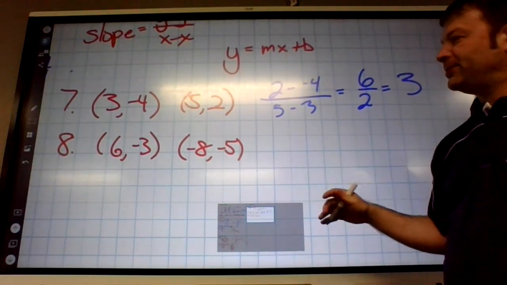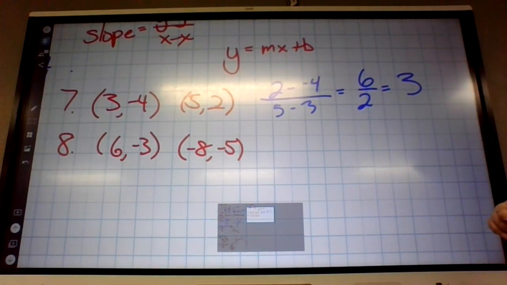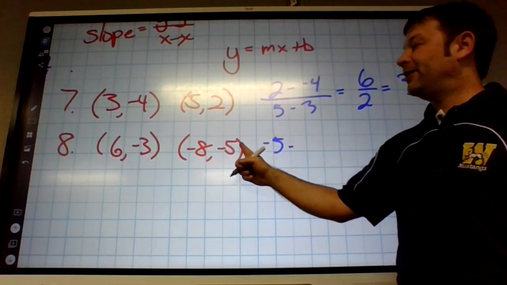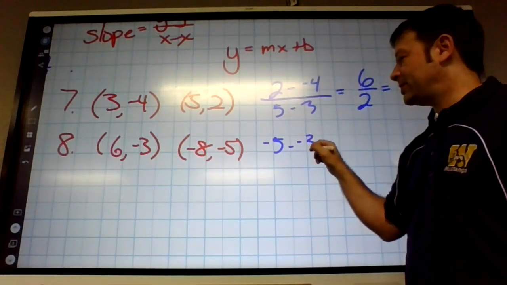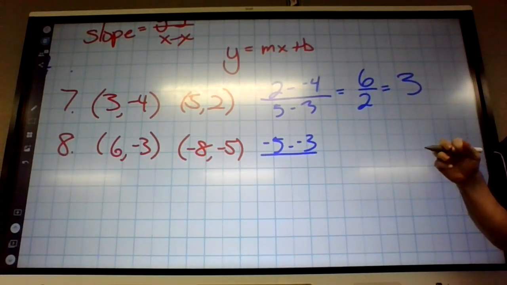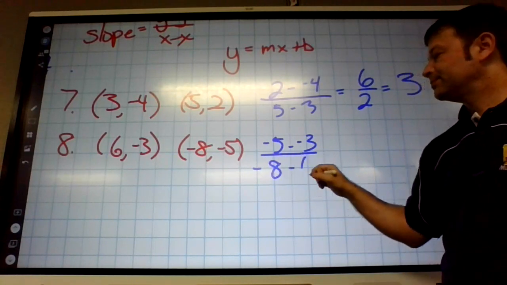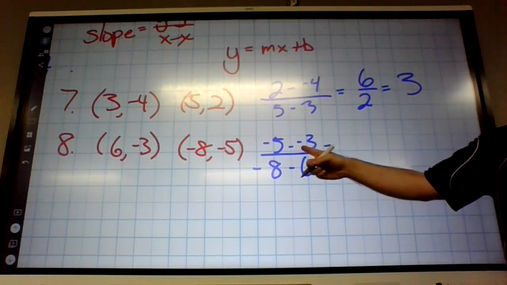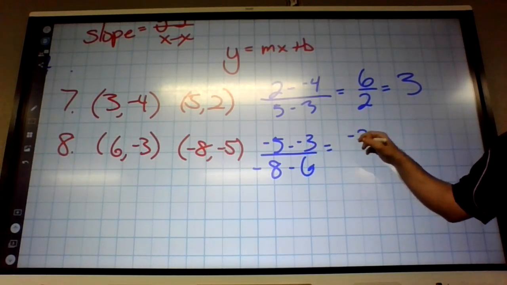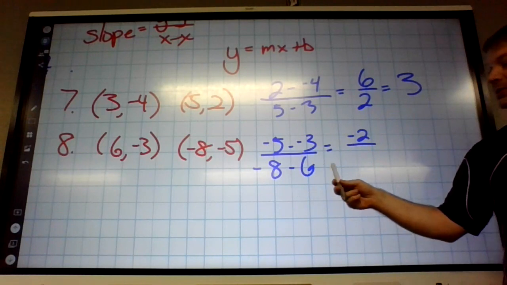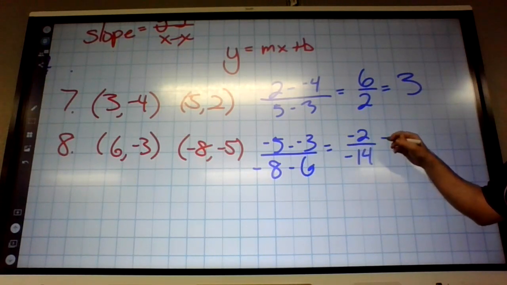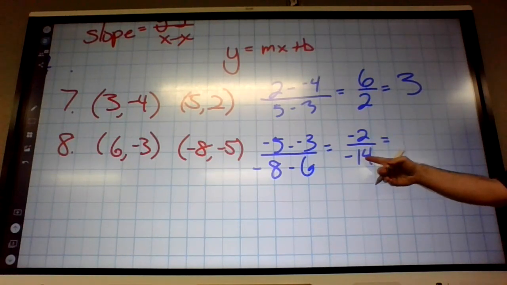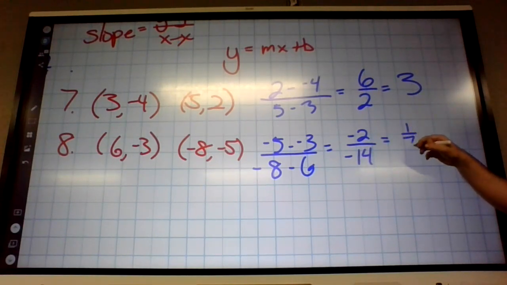Okay, so Abby, do you know how we would set up number 8? You do negative 5 minus 3 and then negative. Okay, it's actually negative 5 minus. Yeah, you gotta be careful with how many minuses you put in there. Okay, negative 5 minus negative 3 is actually a plus. So anyway, that would be negative 2. Negative 8 minus 6 is negative 14. Yeah, that'll be negative divided by negative is positive. They reduce. You divide by 2 to 1 7th.